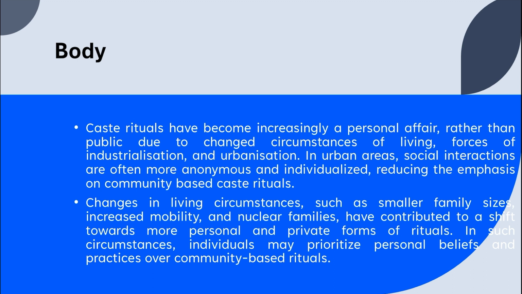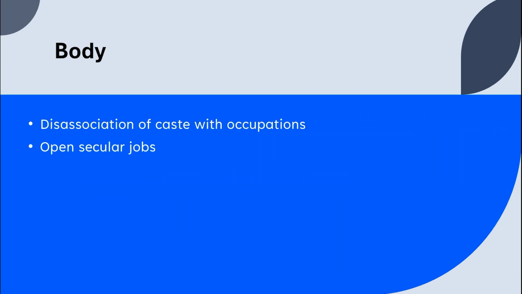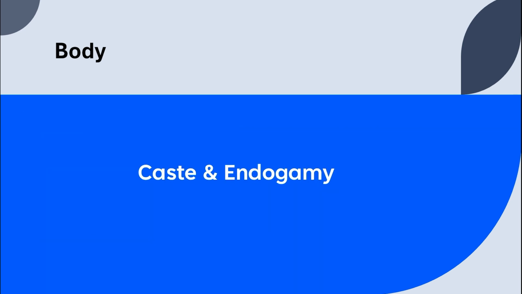Then also access to open spaces, public spaces, transport system, public wells, etc., right? It is not restricted now, especially after Article 17. Then food habits or place of residence are an individual choice rather than caste. Interdining has also started. So these will tell that caste has lost relevance in the ritual sphere, right? First we discussed the economic sphere, then the ritual sphere. Next we will talk about caste and endogamy. Endogamy means marrying within your own caste.